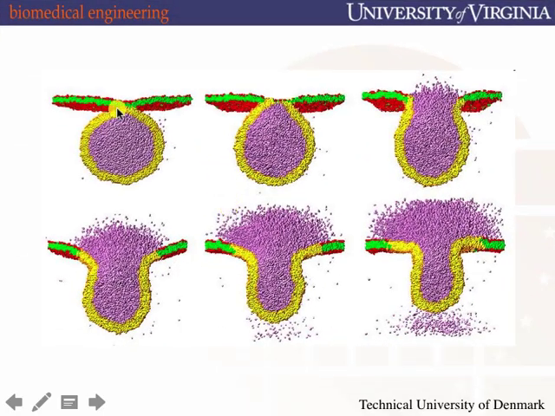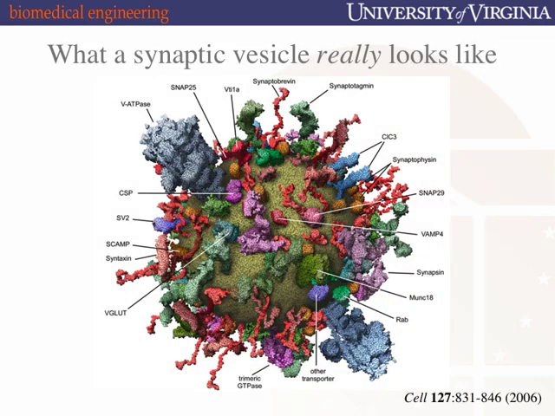So botulism effectively impacts these two diagrams here. It's a molecular dynamics simulation by this group in Denmark showing vesicular fusion and release of contents. So what does a synaptic vesicle really look like? It's not these idealized cartoons that we tend to draw. It is a lipid bilayer that is absolutely chock-full of proteins that do all sorts of things, right? One of those is this protein synaptobrevin, and it's the focus of the botulinum toxin.